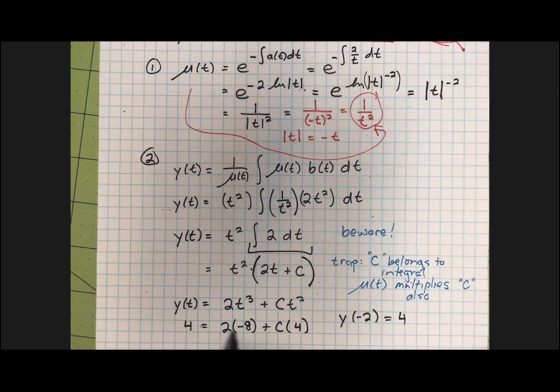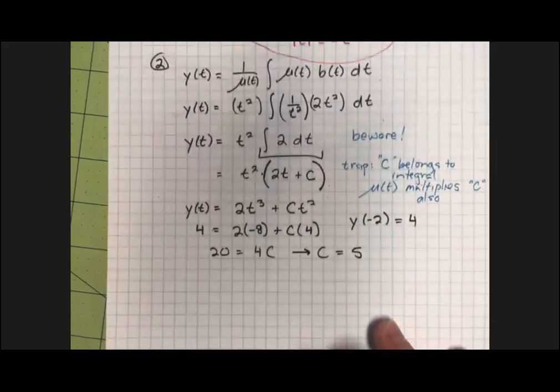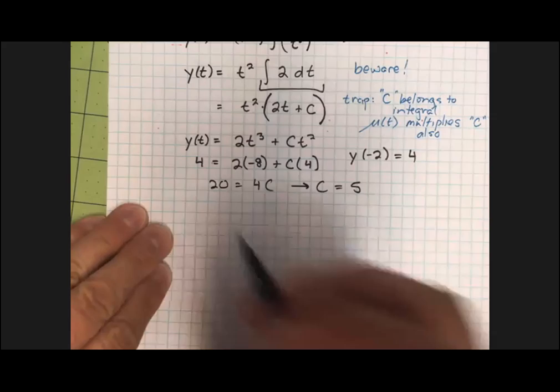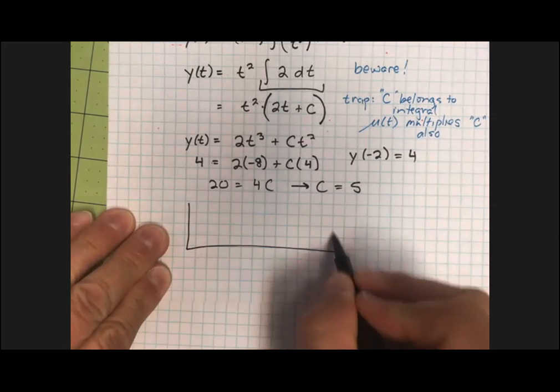And so what do we got here? Negative 16, toss it on the other side. So 16 positive plus 4 is 20, equal to 4c. So c is 5. Sorry, I'm going to tear off the paper and keep it advancing. So now I've got my solution.